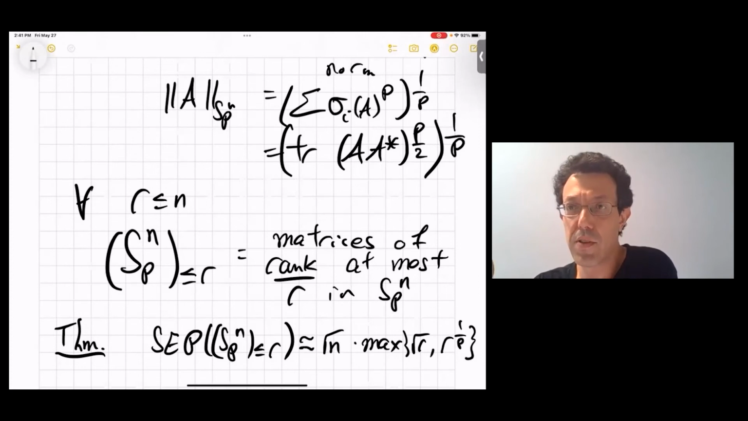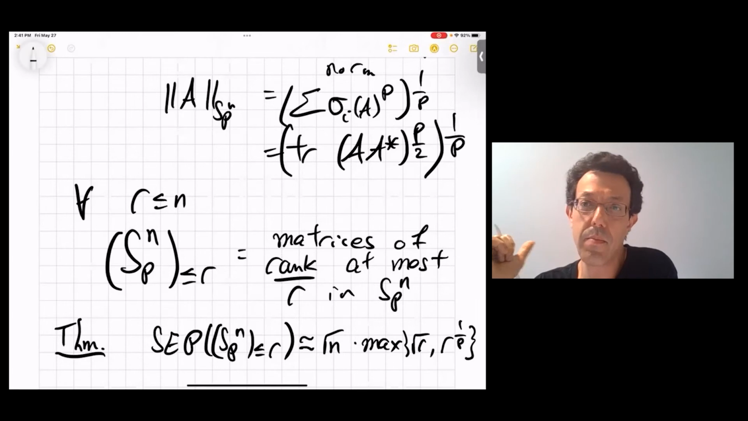What I want to do next is show you my original motivation, which is the connection to Lipschitz extension, and then I want to say a word or two about the proofs.